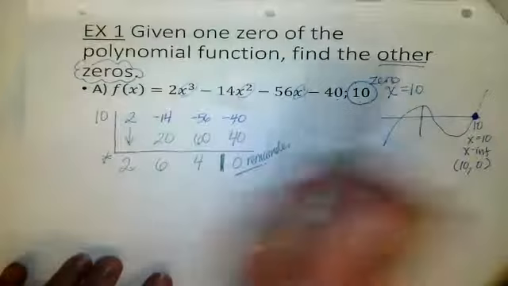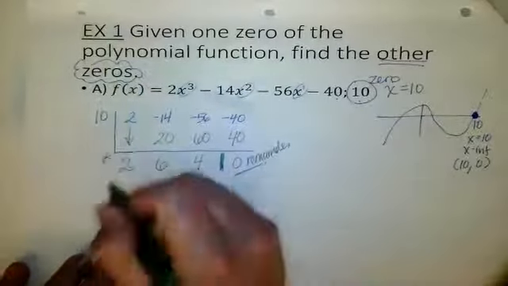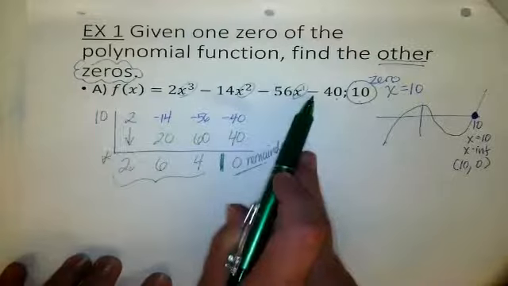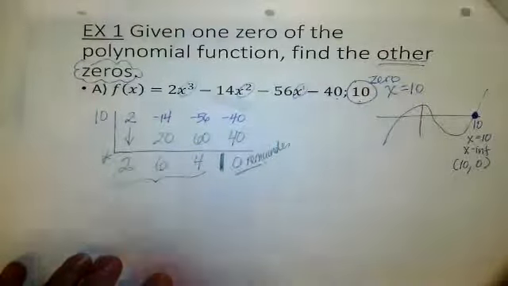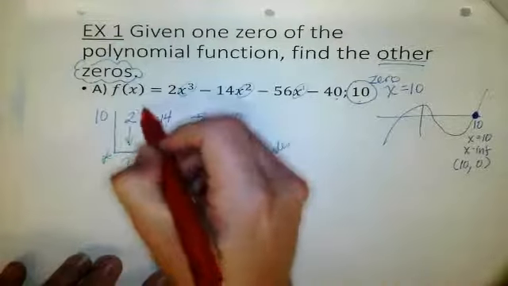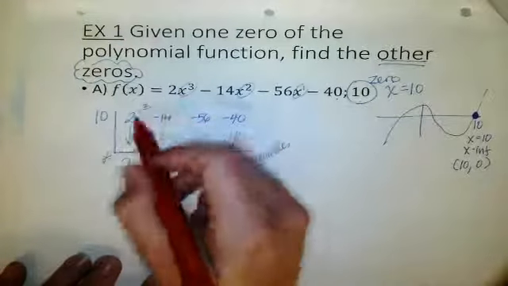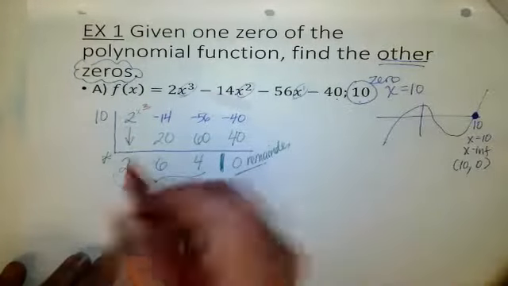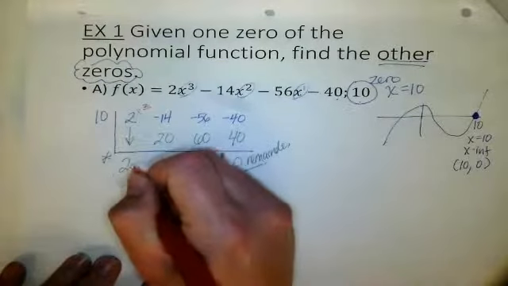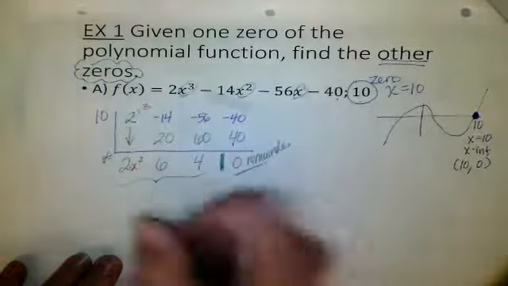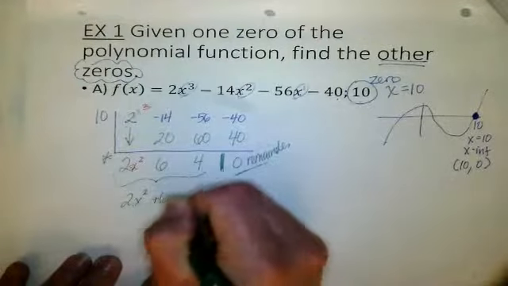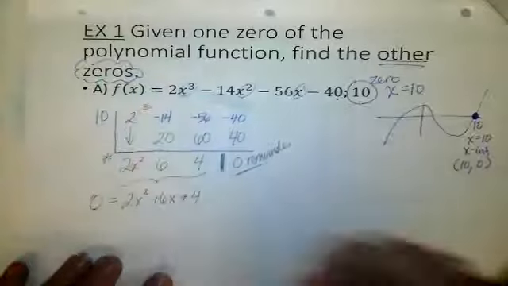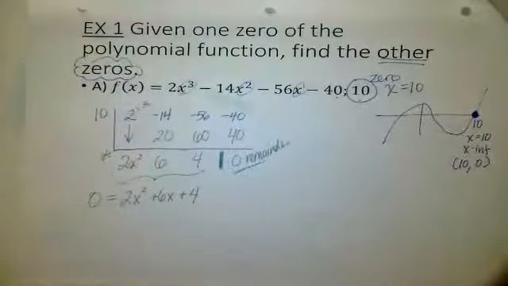Our job is to find the other zeros. So what I need to do is convert the 2, 6, and 4 back into a polynomial. We started with 2x cubed. That's what this 2 represented, 2x cubed. And we're dividing out an x. So now what does this 2 represent? 2x squared, yes. And they count down from there. So this is the polynomial 2x squared plus 6x plus 4. And since we want to find the other zeros, we set it equal to 0, and we're going to solve for x.